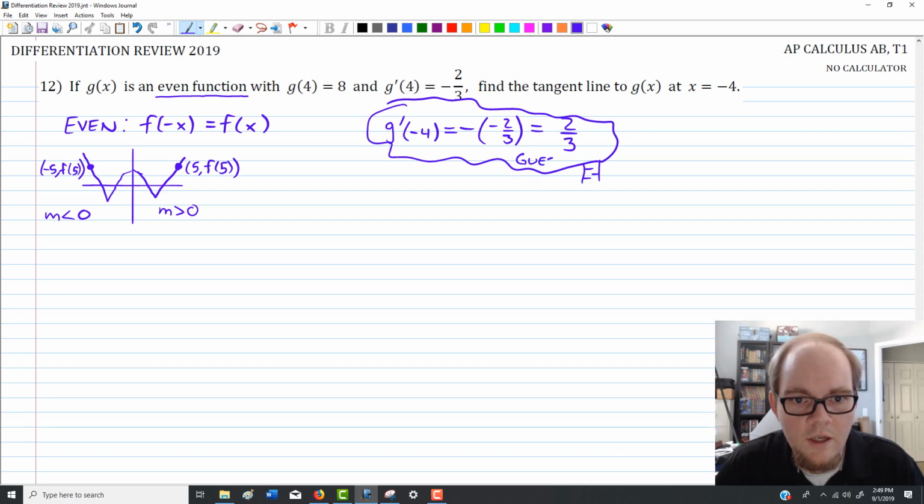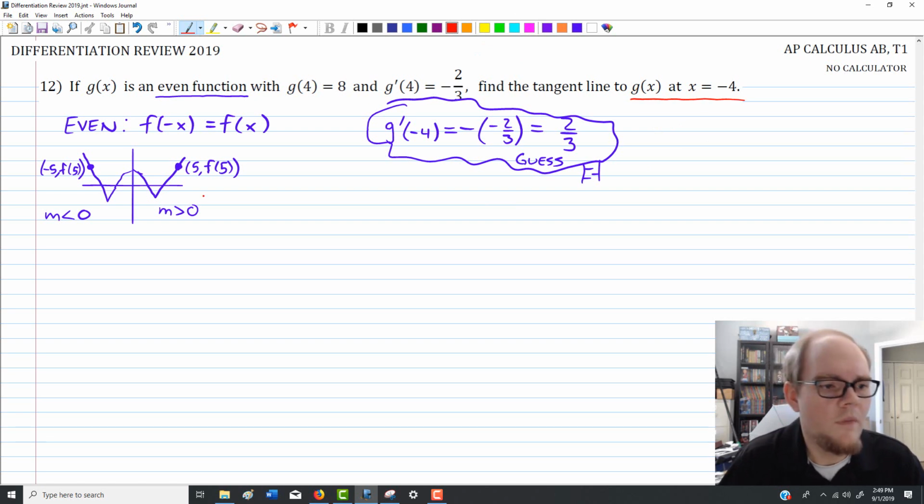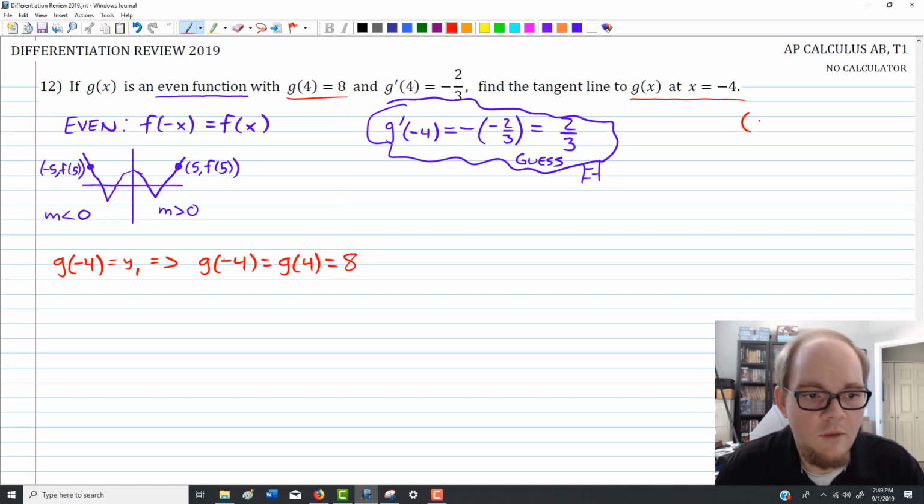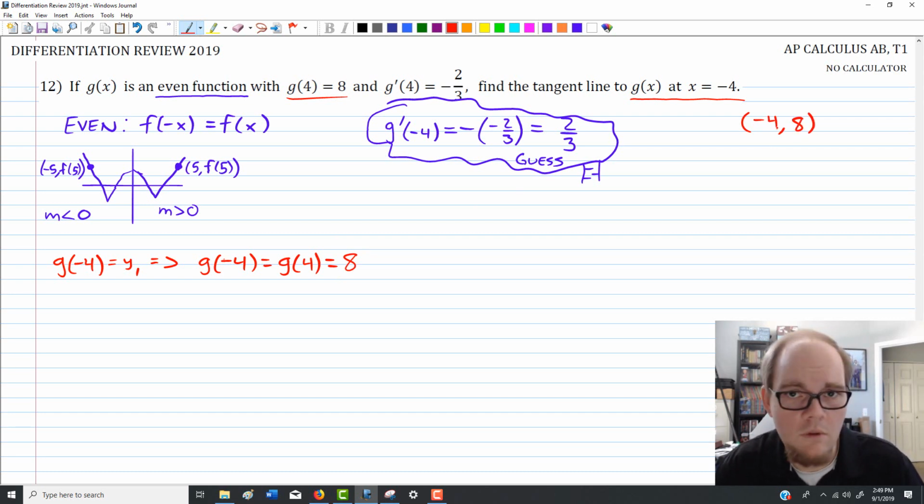So now let's go into the actual work here. First and foremost, we're talking about g of x at negative 4. So the first thing we can do is figure out what is g of negative 4, because that's going to end up being our y1, or y sub 1. Since g is even, that means that g of negative 4 is equal to g of 4. So in our case, since g of 4 is 8, that means g of negative 4 is 8. So for our tangent line, we're going to be at the point negative 4, comma 8. So same y value, opposite x value. That is required by the evenness of this function. So there's our first move.